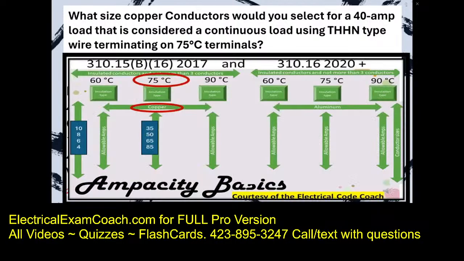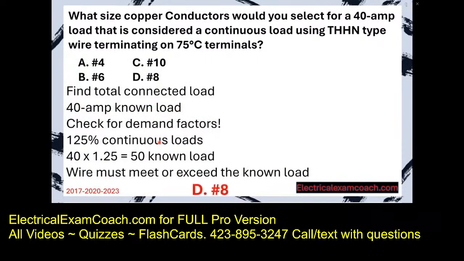We head over to our primary ampacity table. We're going to start on the left-hand side because they want copper conductors, and we're in the 75 degree C column. We come down and we find a wire that meets or exceeds our load, and we're going to put it on a number 8. Great job.